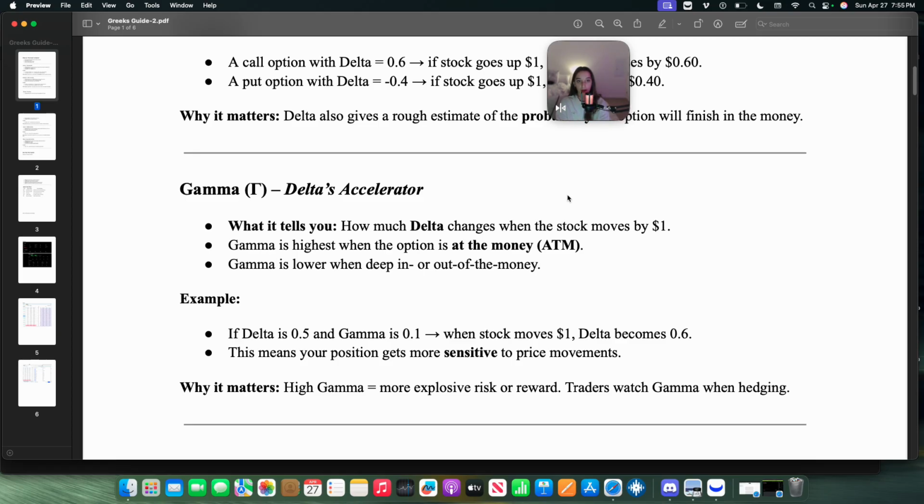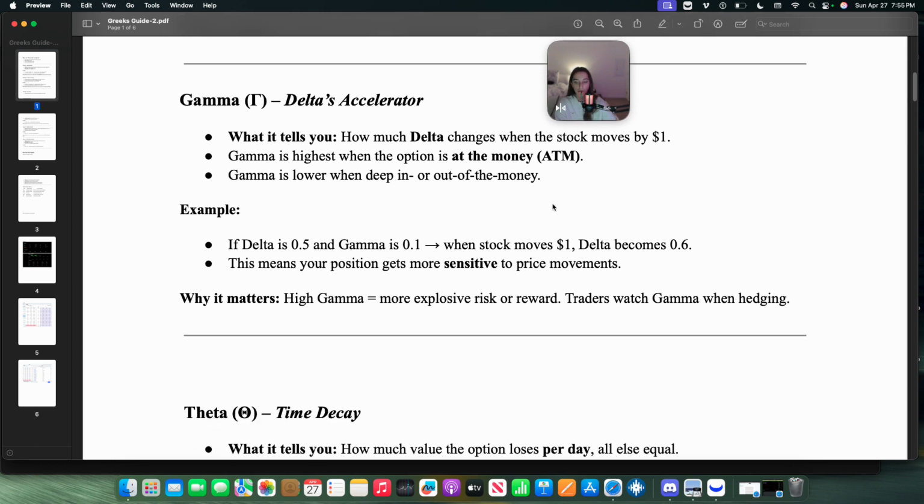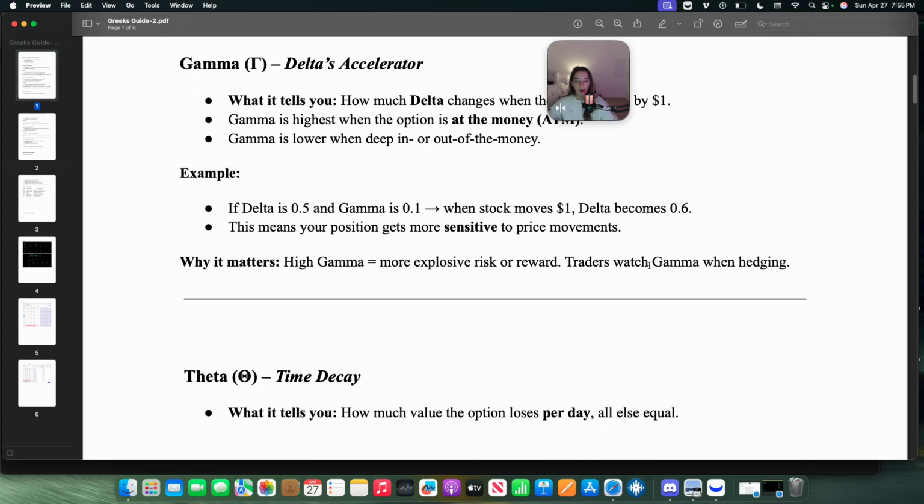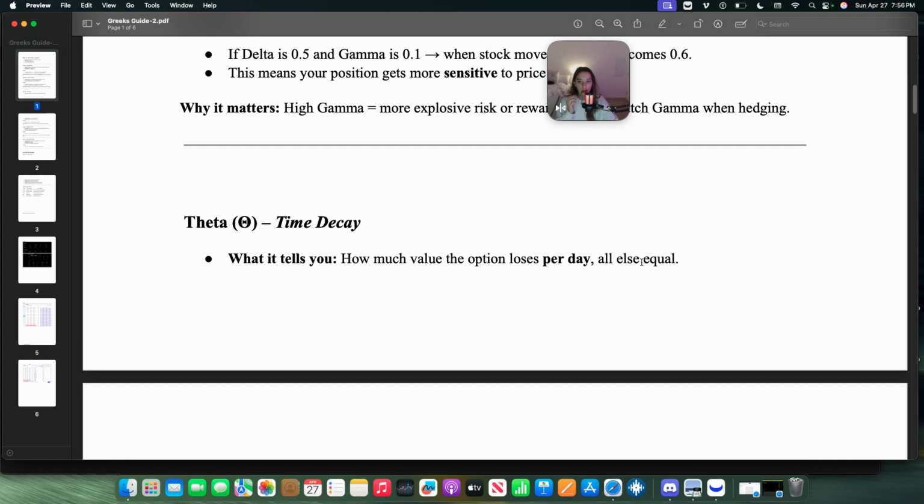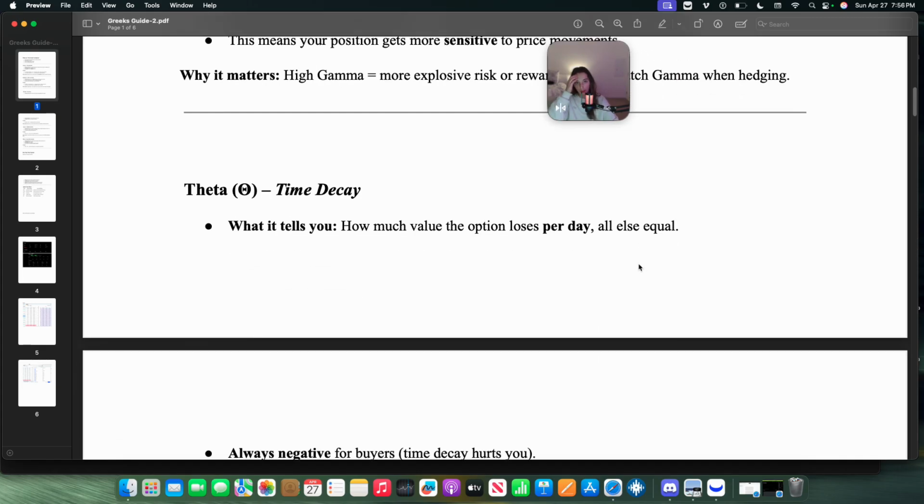So when you're buying, again, Tesla trading at 260, you buy 290 calls, out of the money contracts. If delta is 0.5 and gamma is 0.1, when the stock moves by $1, delta becomes 0.6 due to gamma. This means your position gets more sensitive to price movements. Why does it matter? High gamma, more explosive risk reward. Traders watch gamma when hedging. But gamma still is very important to watch.